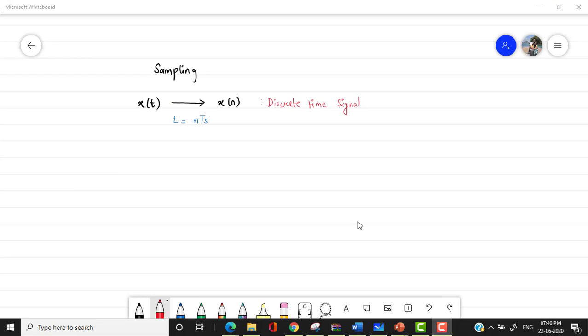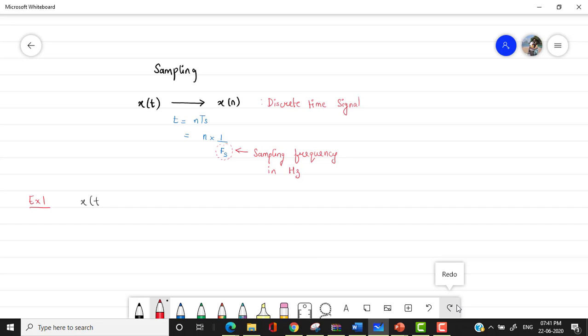So now we will see how to solve sums on sampling. So basically what is sampling? We convert any signal x(t) to x(n), where x(n) represents a discrete time signal. To perform this operation, we just substitute t equal to nTs, where Ts is the time at which we have performed the sampling, which can be denoted as Ts equal to 1 by Fs. So what is Fs? Fs is nothing but the sampling frequency which is given in hertz. Always remember that sampling frequency is given in hertz.